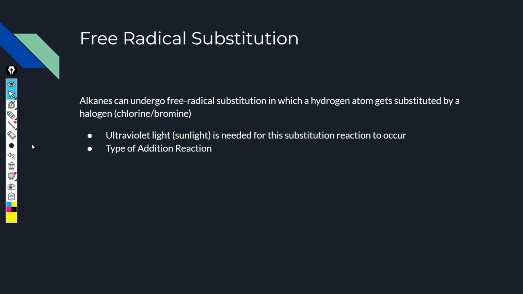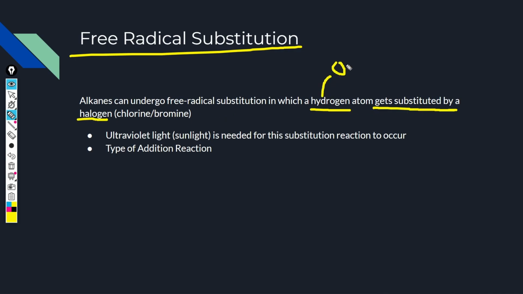Now this is the main point of the entire chapter: free radical substitution. Alkanes can undergo free radical substitution in which a hydrogen atom gets substituted by a halogen. Over here, this can also be a hydroxide. This requires UV light, so sunlight, which is needed for this substitution to occur, which we'll look into later on. This is a type of substitution reaction.